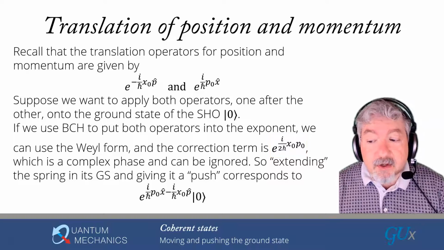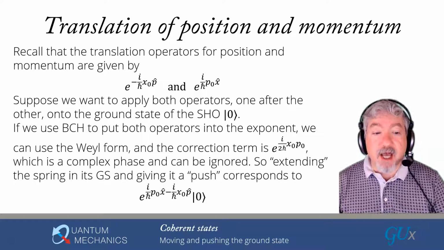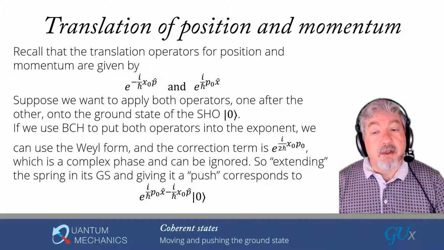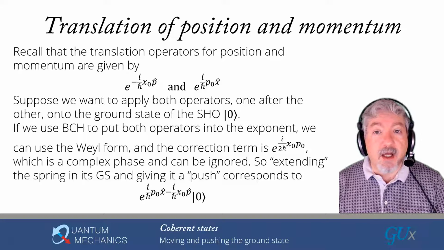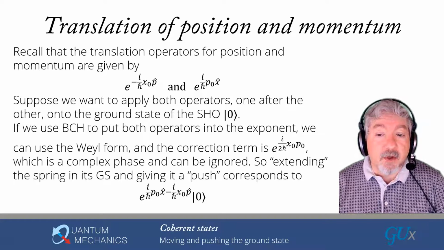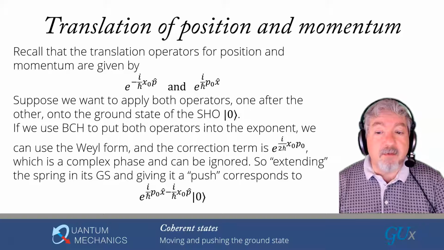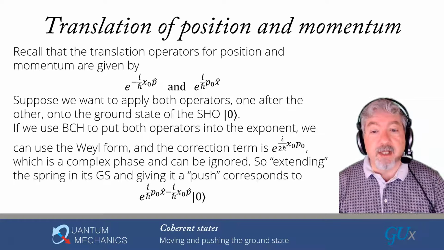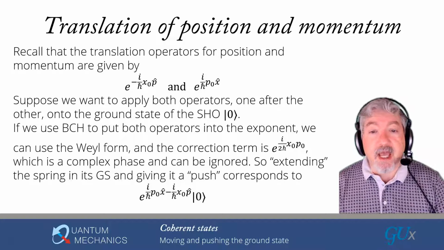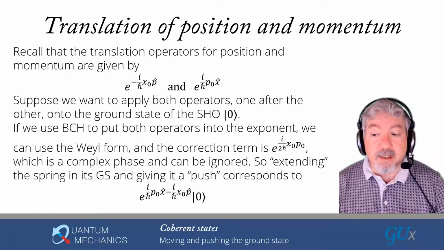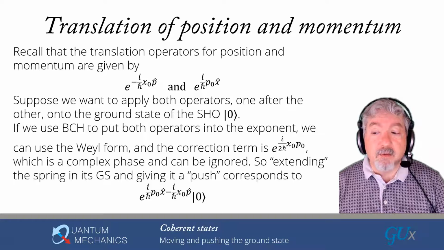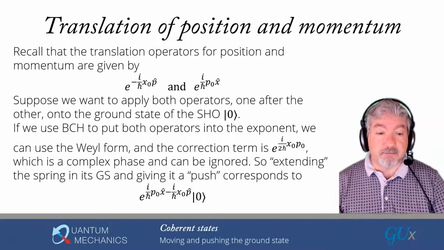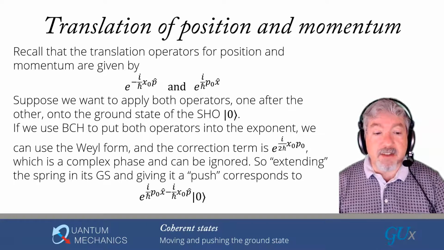But in any case, this correction factor is just a complex phase. It's a global phase. And as we recall, quantum mechanical states are undefined relative to a global phase. So I can always add any global phase that I want, and so we can just ignore that global phase. We can get rid of it and not worry about it, and instead of thinking of applying one translation after another, we can think of applying both of them together if we want, and then we don't worry at all about the phase factor.